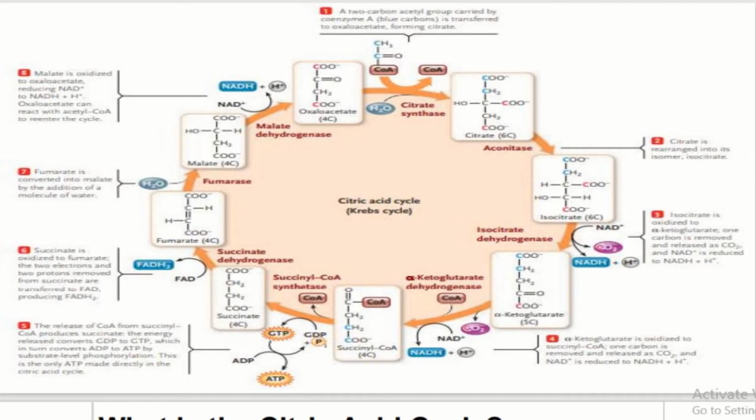To remember all the citric acid cycle compounds, you can use the mnemonic: Oh, can I keep some succinate for myself? O stands for oxaloacetate, C for citrate, I for isocitrate, K for ketoglutarate, then S for succinyl coenzyme A, another S for succinate, F for fumarate, and M for malate.